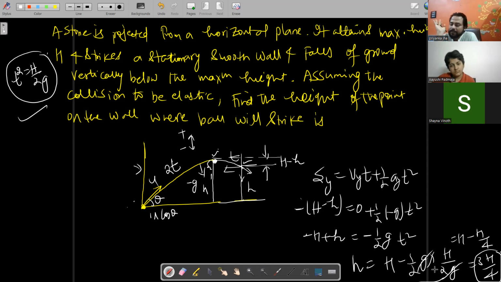You guys understood completely now? Sir, H minus h, I didn't understand. This capital H minus h will go this side, right? See, this is the maximum height, and the height where the ball strikes the wall is small h. So this gap is H minus h, total height minus this height. Okay, note it down.